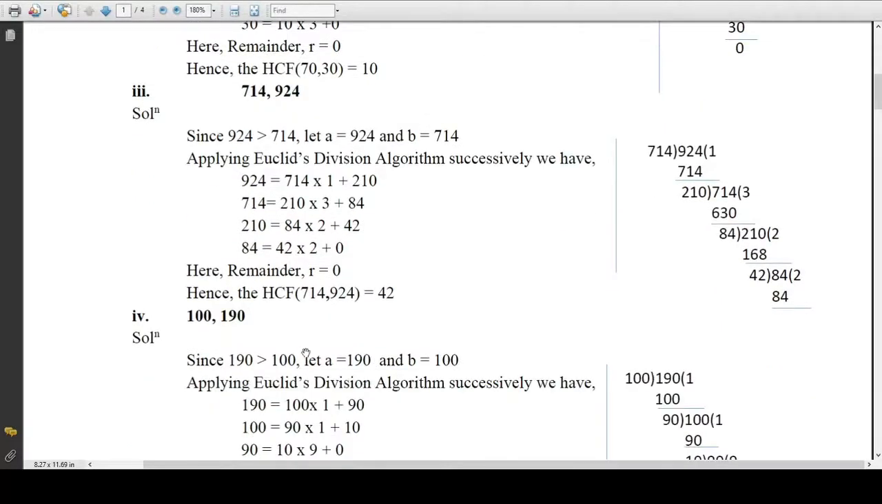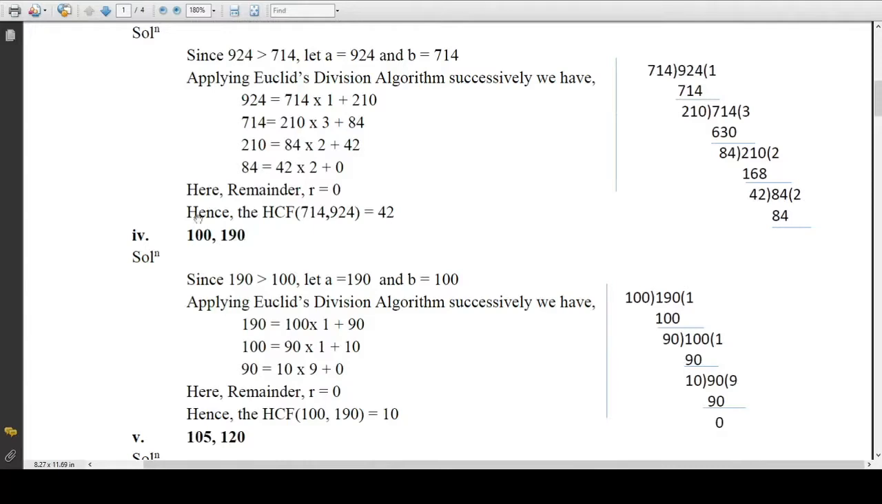Clear? Next, number 4. Here 190 is greater than 100, therefore we'll take A as 190 and B as 100. When you divide 190 by 100, you will go with 1 is 100, remainder is 90. 190 is equal to 100 multiply 1 plus 90. And then again you take this 100 as the dividend, 90 as the divisor. 90 multiply 1 is 90, remainder will be 10. Again you take 90 as the dividend, 10 as the divisor. 10 multiply 9 is 90, leaving a remainder 0. Now what is the last divisor here? It is 10, hence the HCF will be 10.